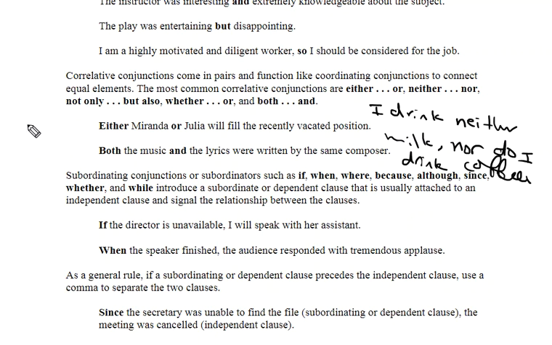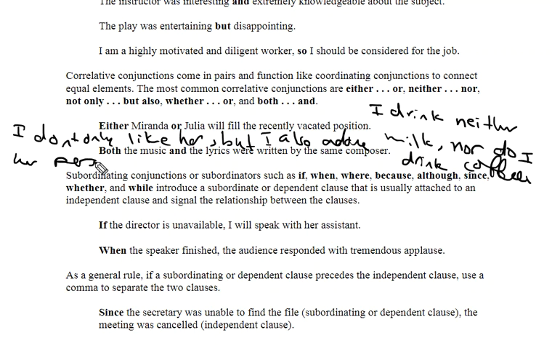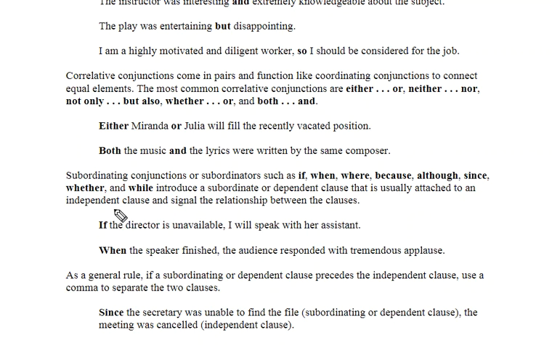Not only/but also: I don't only like her, but I also adore her personality. That's in a compound sentence. Again, whether/or. You are going to the party, for example, you are going to the party whether you like it or whether you do not like it.